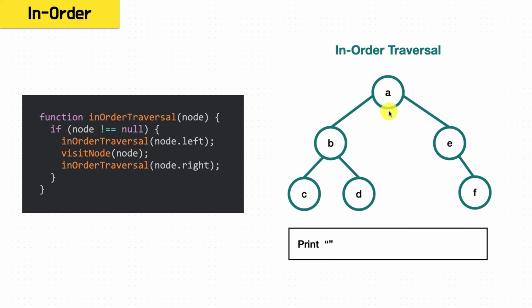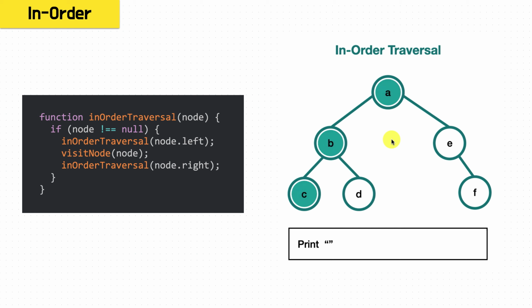So if we start at A, we go left. Now we're at B, well, we go left again. This has no more children, so we visit this node. Now we return here, and we call visit node on B, and then we traverse right. Once these are done, this subtree is finished, and we move back to A. We call visit node on A here, and then we go right. So that's in-order traversal. And let's watch that in action now.